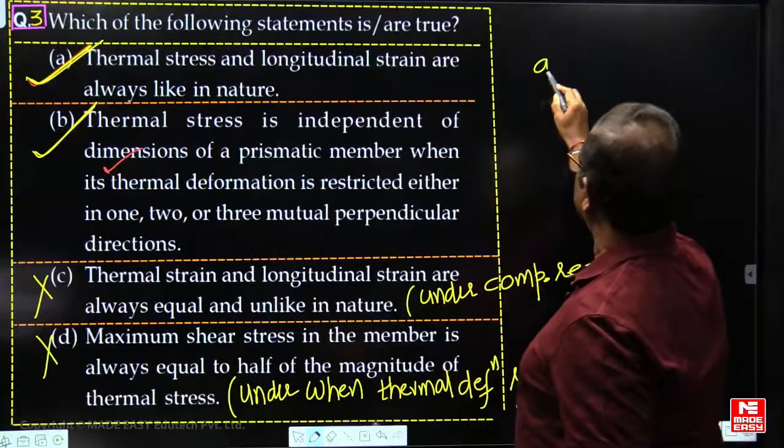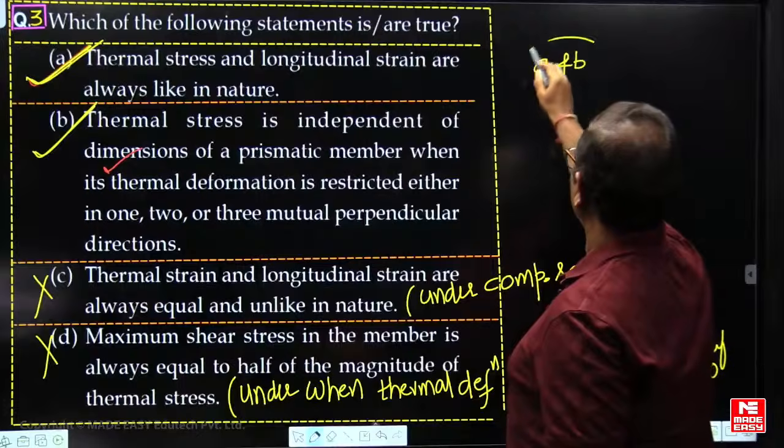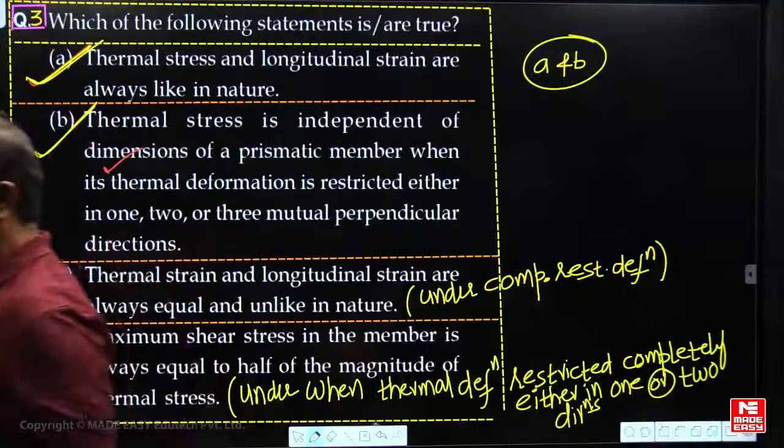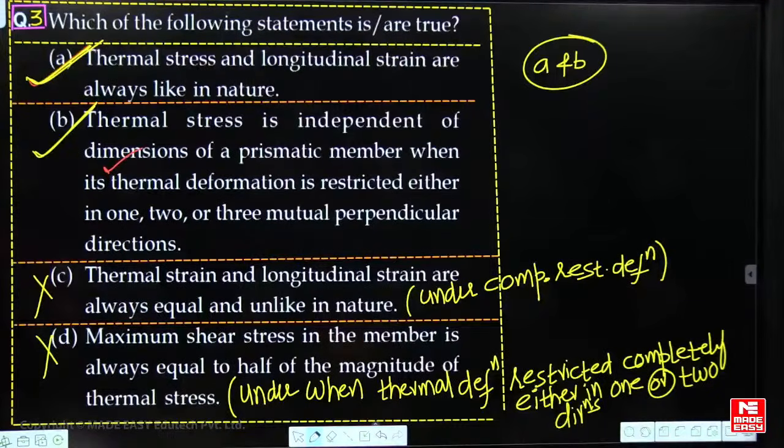So the answer for the question is A and B. Two or three friends have given the correct answer, A, B. Mr. Ashok Kumar has given AB, good. Ashutosh Yadav has also given AB, good. Okay, good.